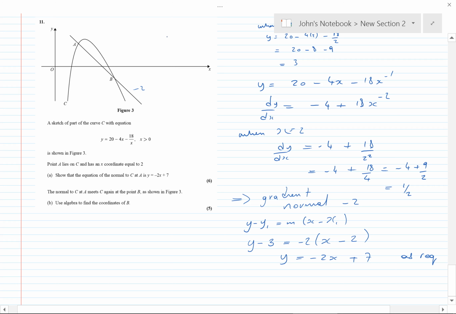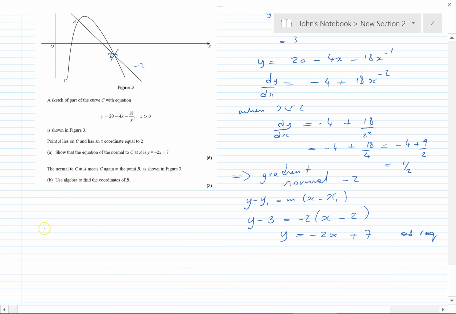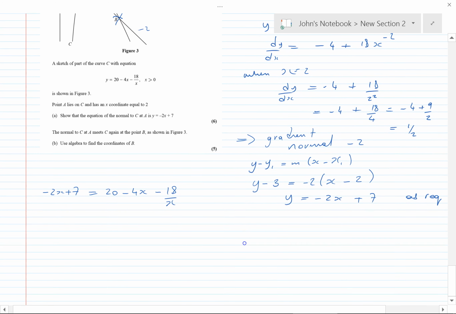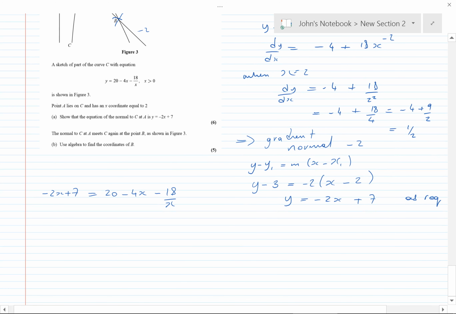We're nearly at the end of the paper now. It says the normal to C at A meets C again at point B. Use algebra to find the coordinates of B. So we've got minus 2x plus 7, and we're basically finding where these two meet: 20 minus 4x minus 18 over x. It's going to be a quadratic. This is going to break down to a quadratic, but let's tidy up first. Let's bring the x's over.